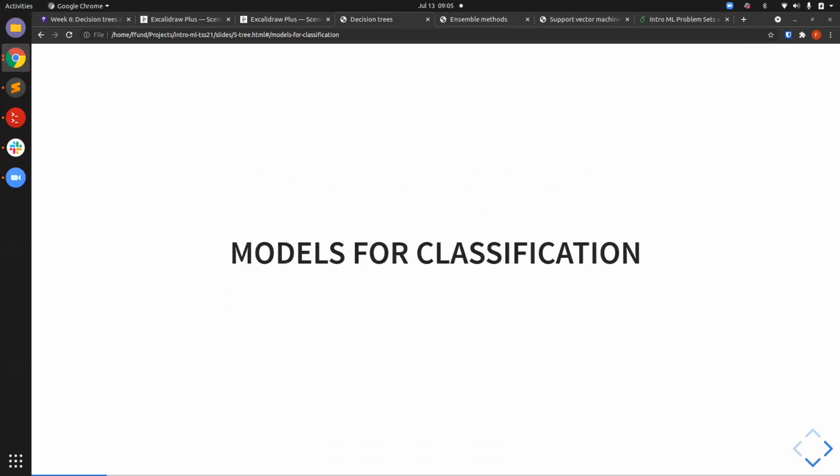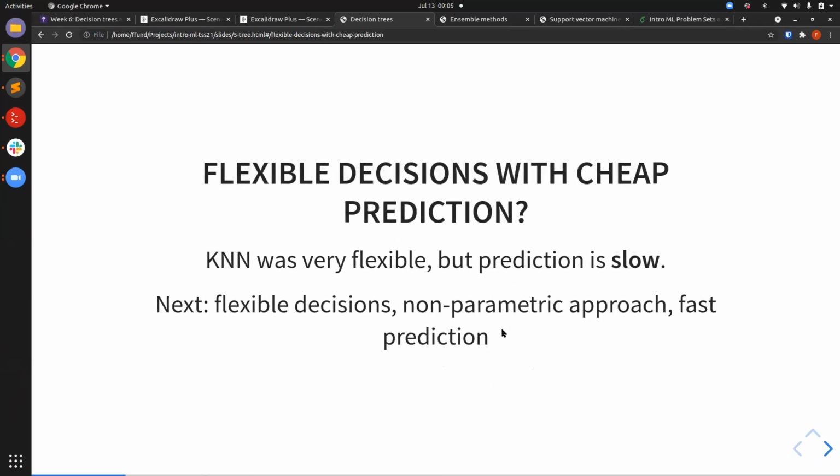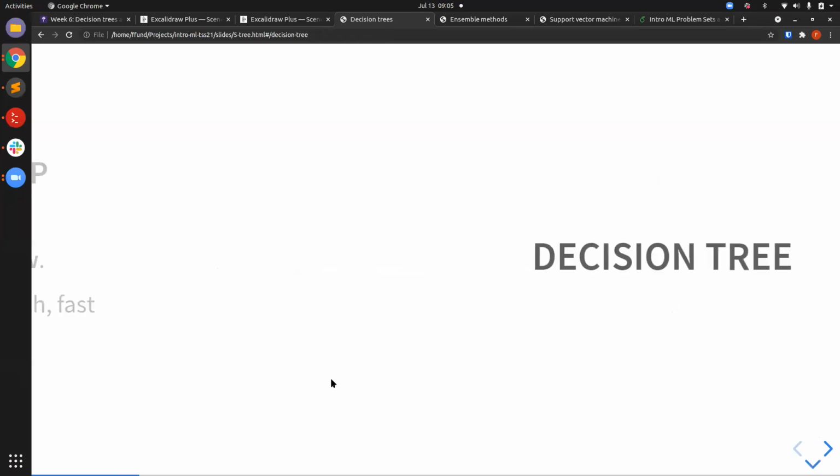And then we had two models for classification. We had the logistic regression, where we can learn a linear decision boundary, or we can learn a linear basis function version of that we know in advance in order to learn a nonlinear decision boundary. And then we also have k-nearest neighbors, where you can learn an arbitrarily complicated decision boundary. So that was very flexible, but the prediction is extremely slow. So our next topic, we'll talk about a method that offers flexible decisions. It's a non-parametric approach, but with very fast prediction.